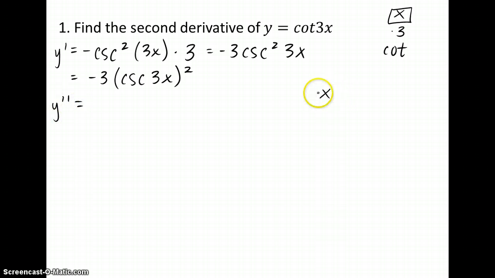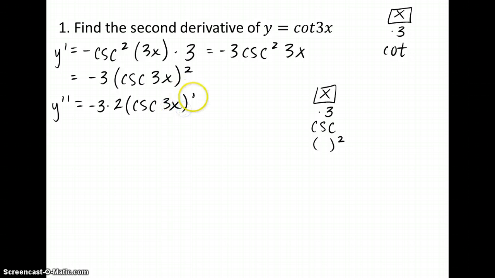Now for the second derivative, looking at x for the chain, x is being multiplied by 3. We're taking the cosecant of the function, and then we're squaring the whole thing. Now this first negative 3 is just a coefficient, so we're just going to multiply the derivative by negative 3. So working from the outside in, the derivative of something being squared is 2 times that something to the first power. The derivative of cosecant is negative cosecant cotangent. And then the derivative of 3 times x, we would just have to multiply this whole thing by another 3.